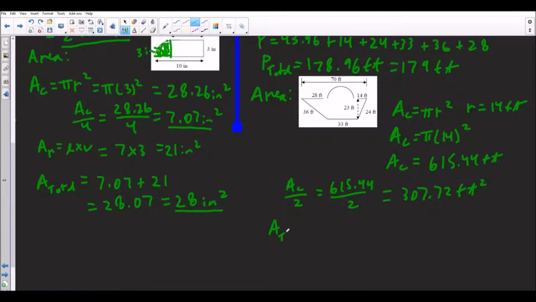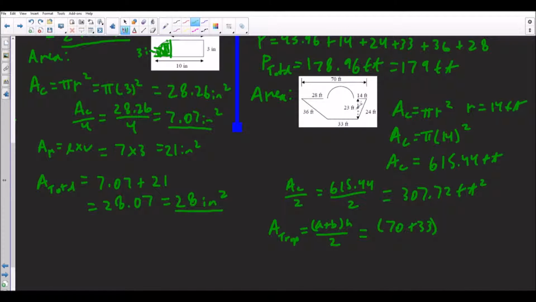Now we need to find the area of the trapezoid. So the area of the trapezoid is equal to A plus B times H over 2, right? That's just the formula straight out of your handout. So A plus B is 70 plus 33. Remember, it was the two horizontal sides. So we've already found the area of the circle. What we need to do is find the area that's inside this trapezoid, right? We need to find all of this area that's inside the trapezoid. And to do that, we're just going to have to use our equation to find the area of a trapezoid.